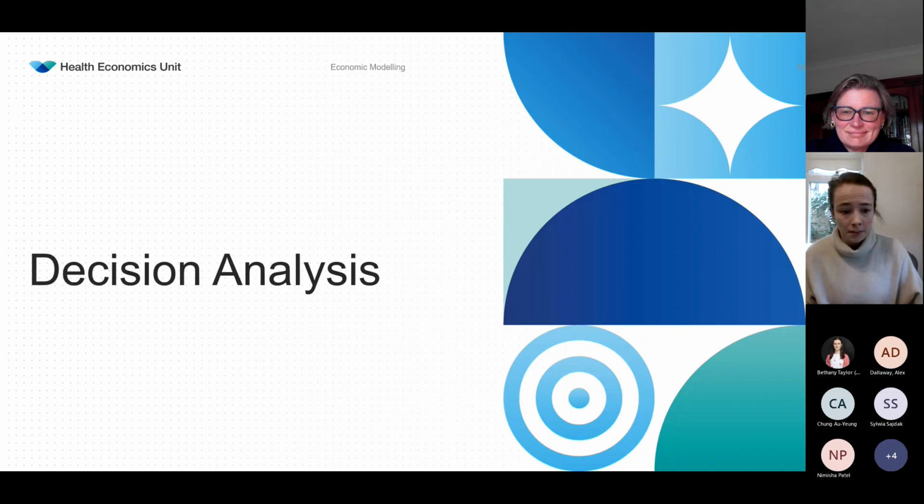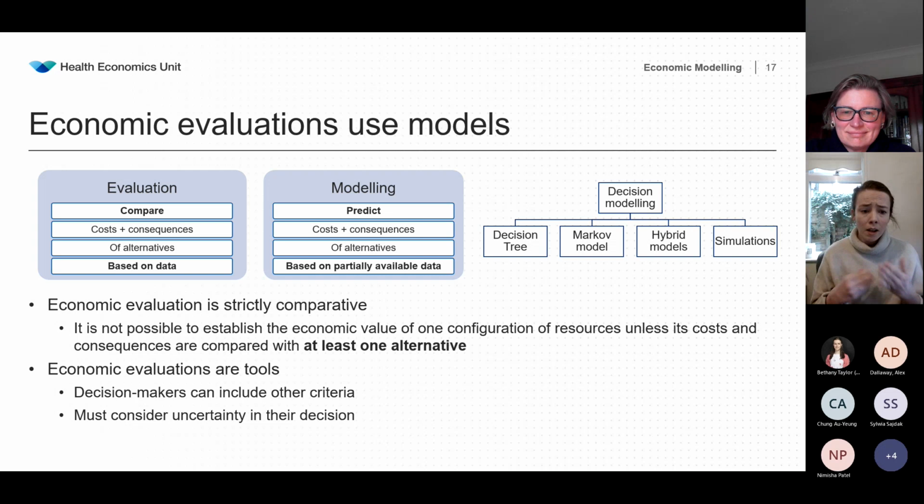So, decision analysis. Economic evaluations use models because we typically don't have all of the information about all of our population, and we need to make some predictions about costs and consequences based on partially available data. So economic evaluations, it's important to understand, are strictly comparative.